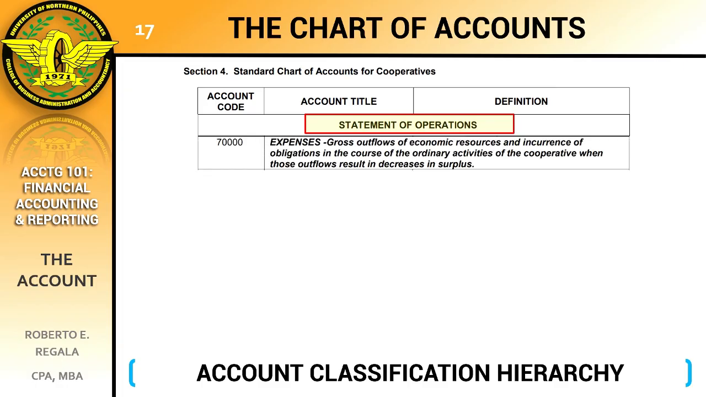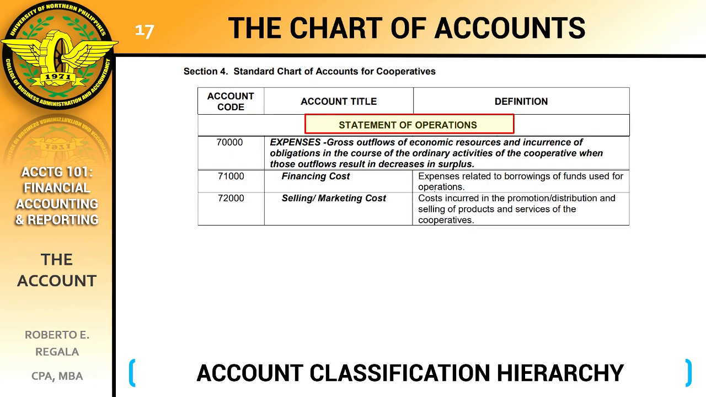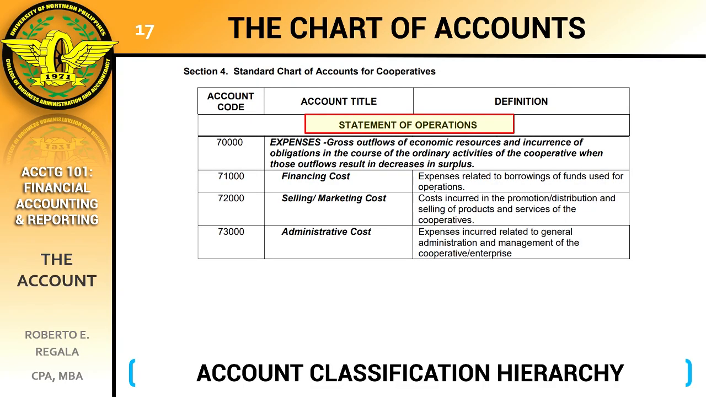Expenses, which are the costs of running the main business, are listed next. These are classified into financing cost, which are expenses related to borrowings of funds used for operations. Selling, marketing cost, incurred in the promotion, distribution, and selling of products and services of the cooperatives. And lastly, administrative cost, or expenses incurred related to general administration and management of the cooperative.